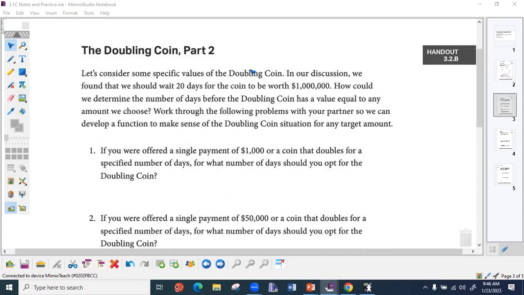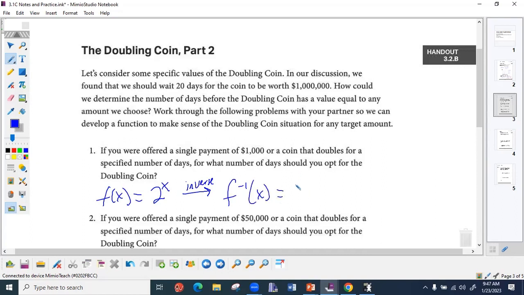So we have talked about this. If we have f of x equals 2 to the x, what is its inverse? Log base 2. The inverse that we have equals log base 2, because the opposite of an exponential is a log. So now, what is it representing? What do we have here?